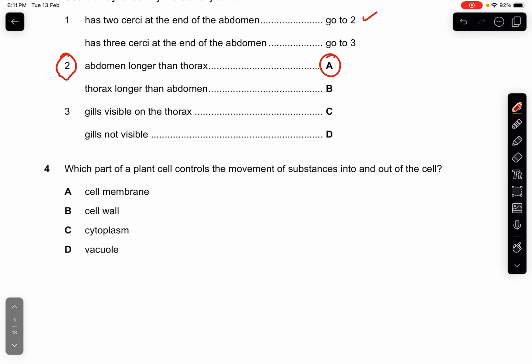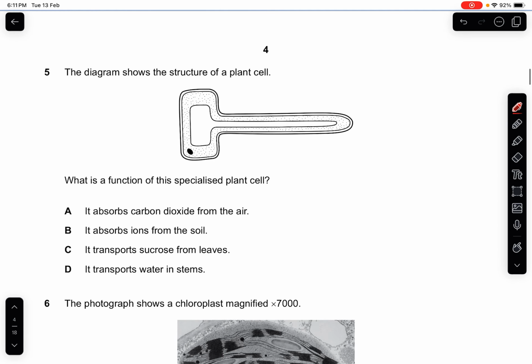Question 4. Which part of the plant cell controls the movement of substances into and out of the cell? Okay, so into and out of the cell there's only one thing, which is usually the cell membrane. A.